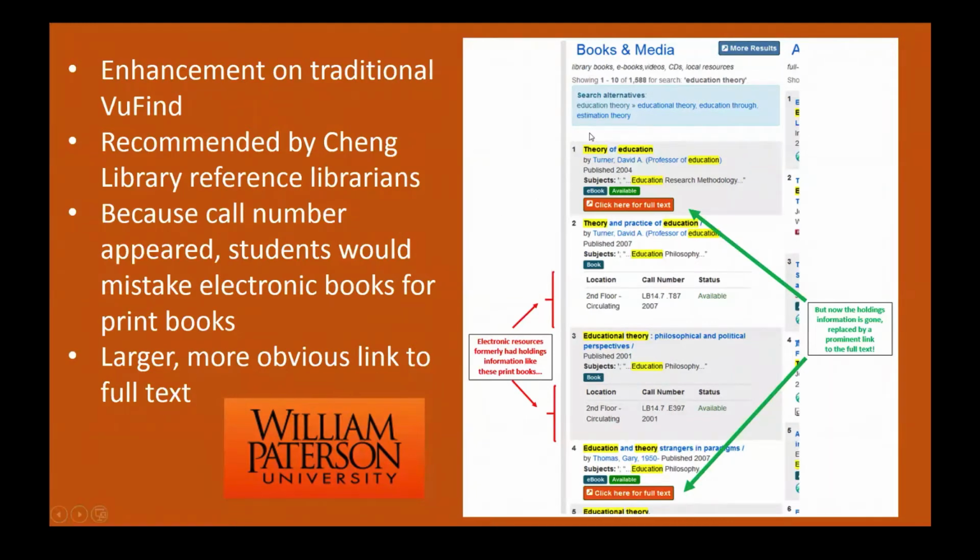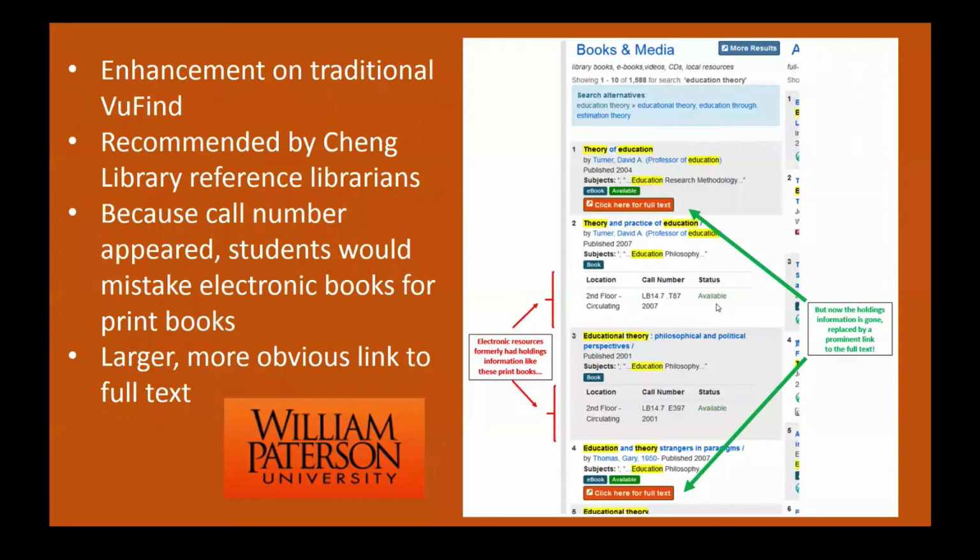And the issue was that in VuFind, all of our e-resources were displaying with holdings information where it says location, call number, status, and it gives second floor circulating, for example. It gives the call number, it gives the status. They didn't need that, because we had originally done that as we were treating them as if they were print resources by default. And actually people were mistaking them for print resources because they had call numbers.